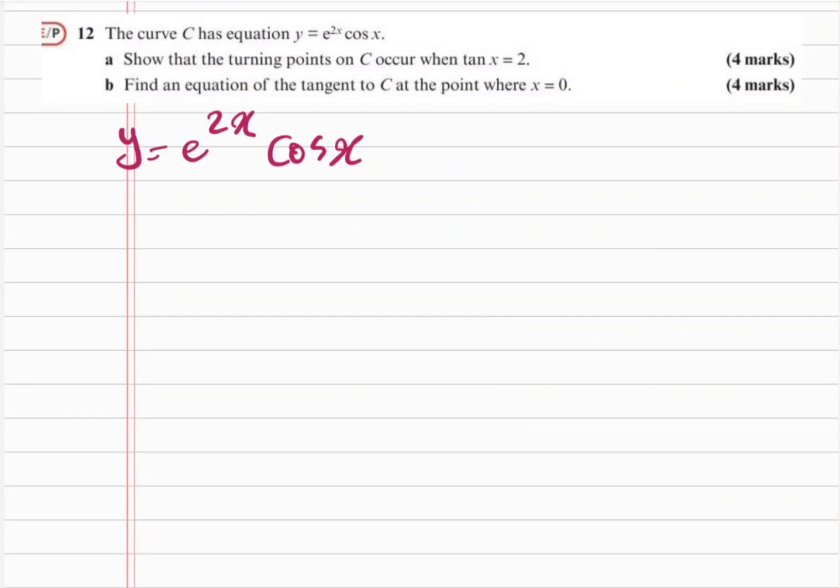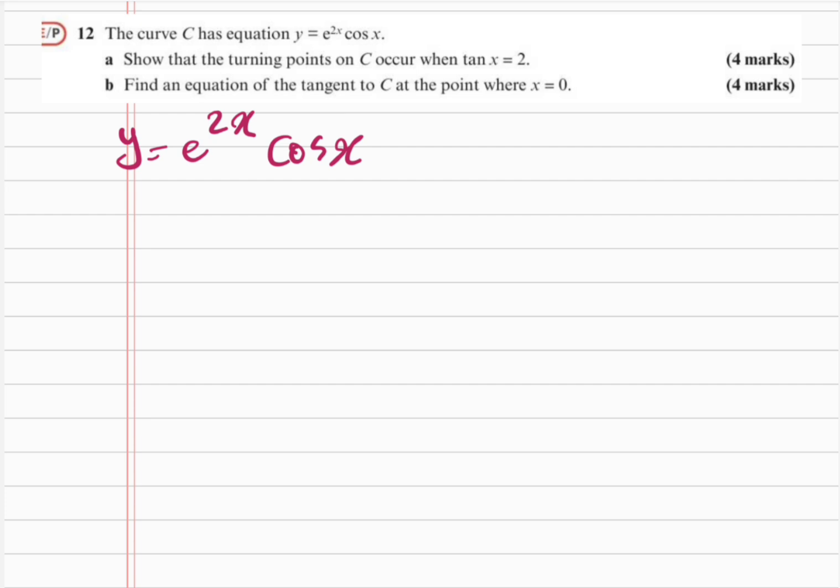Hi everyone, this video is on mixed exercise 9 question 12. We have the curve with the equation y = e^(2x) cos x, and in part A we want to show that the turning points on C occur when tan x = 2.